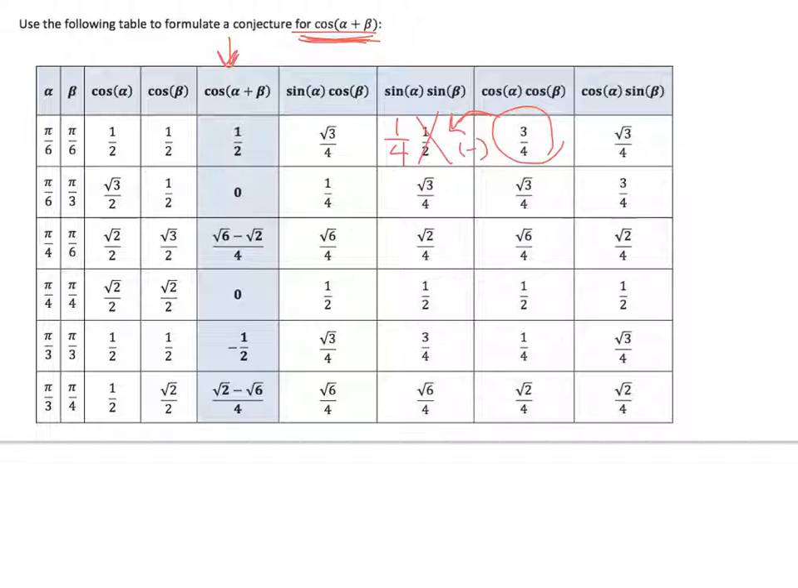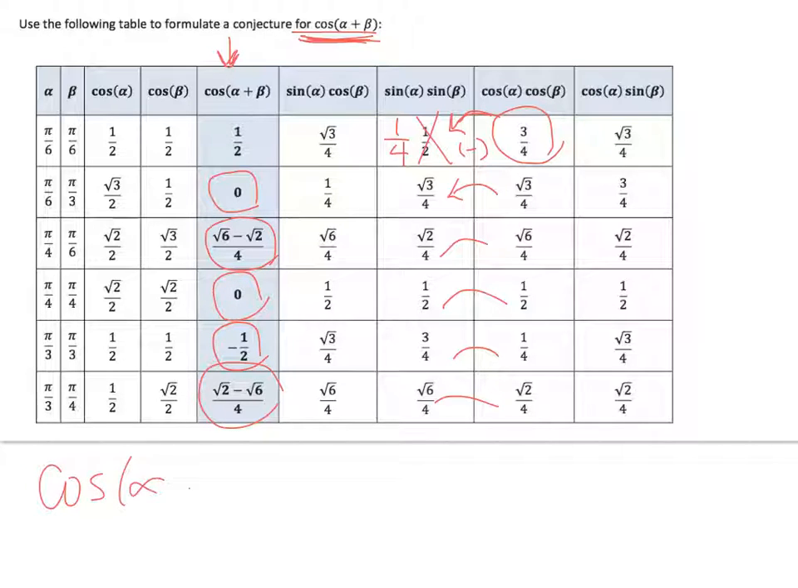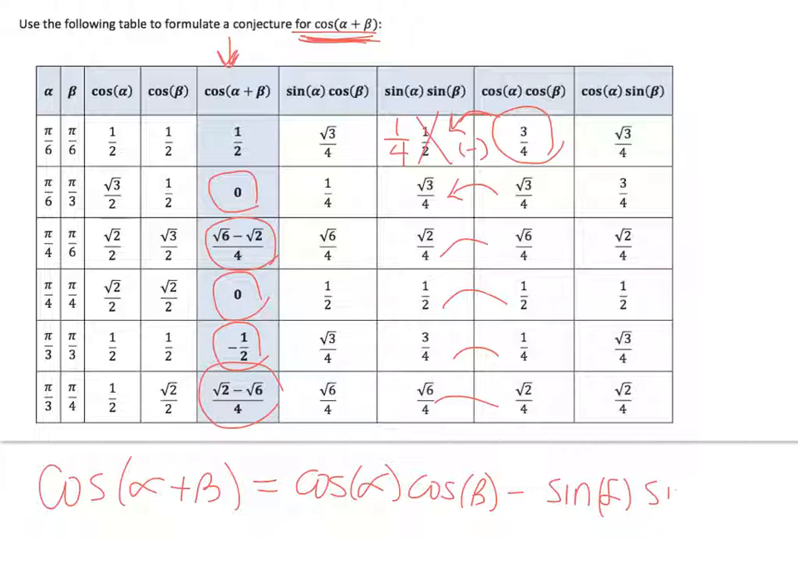It will work. Let's see. Cosine of alpha plus beta is 0, so if I subtract those two, it works. Here, yep, subtraction seems to be the way to go. Cool. So my rule for cosine of alpha plus beta is cosine alpha cosine beta minus sine alpha sine beta. Write that one down. We'll use it again.